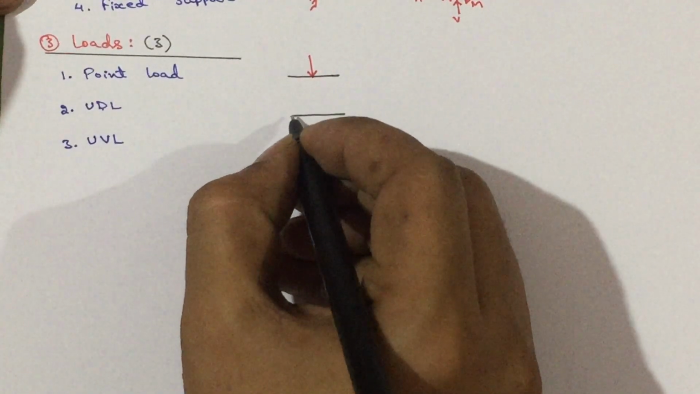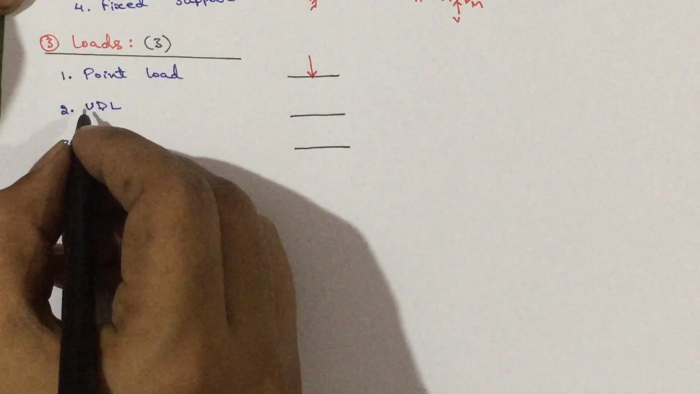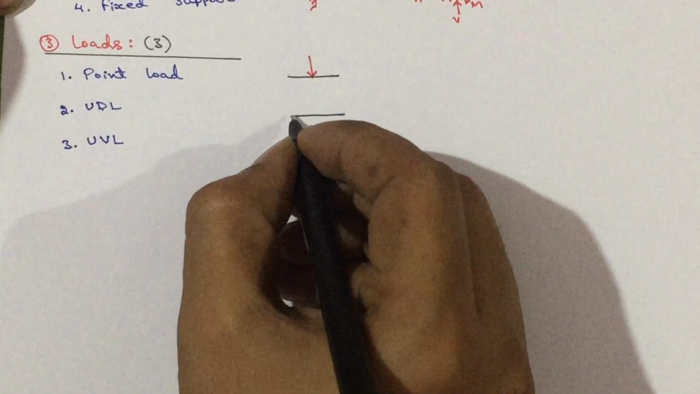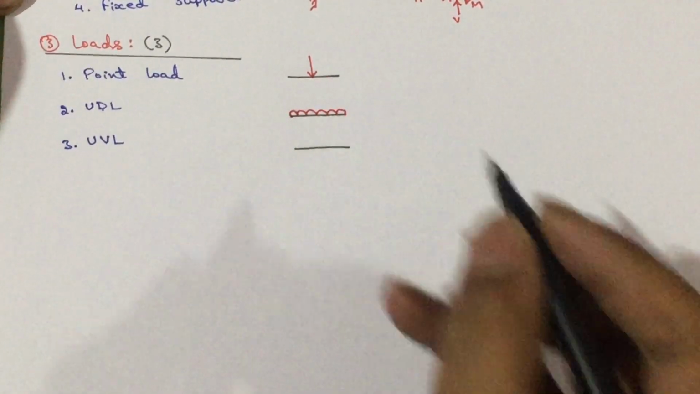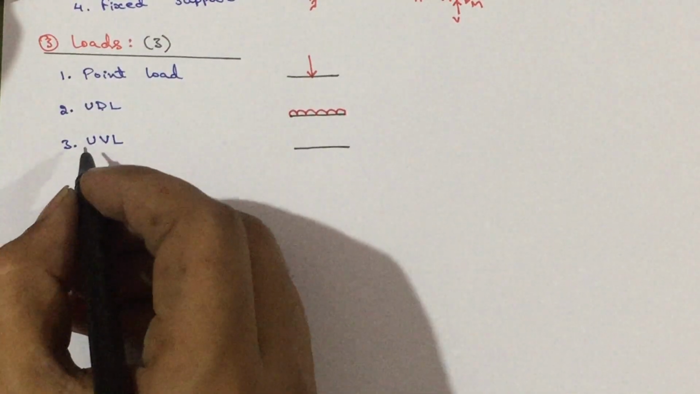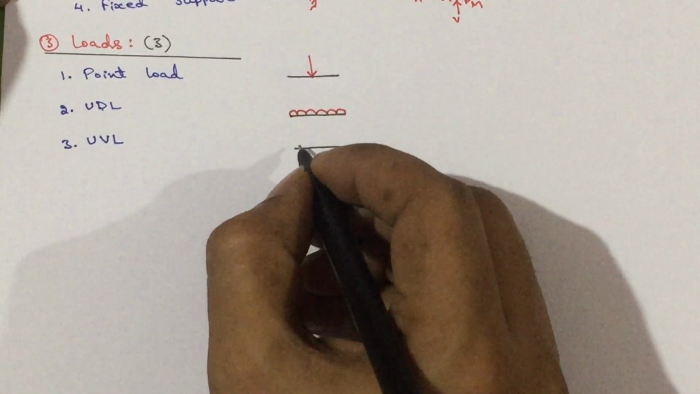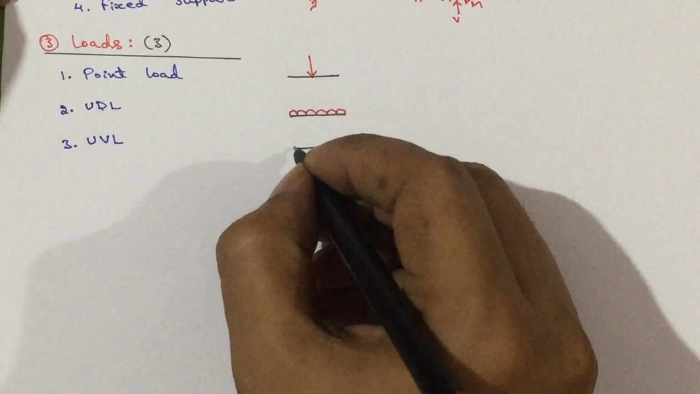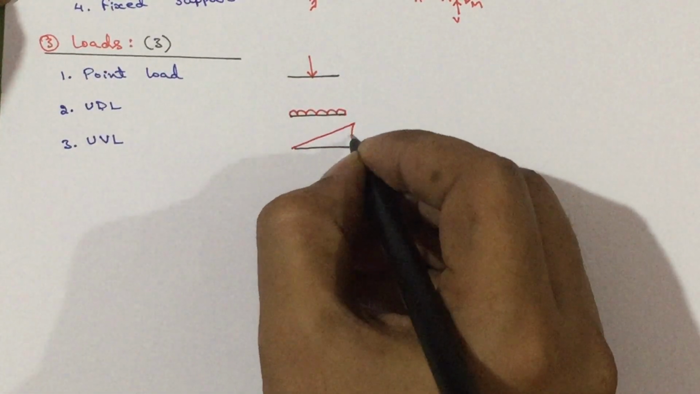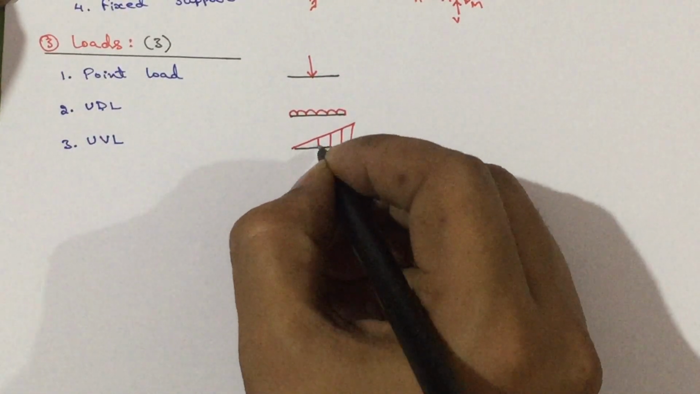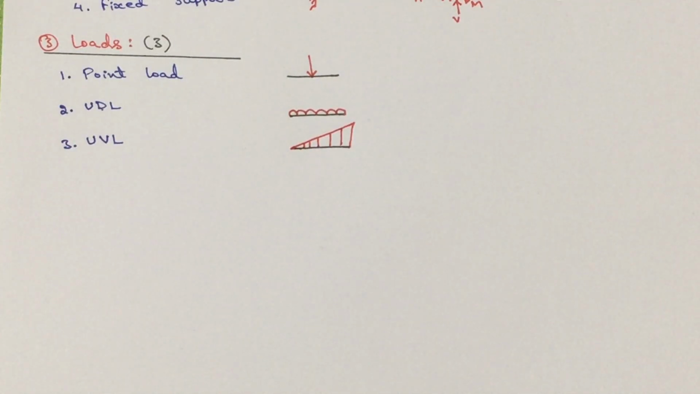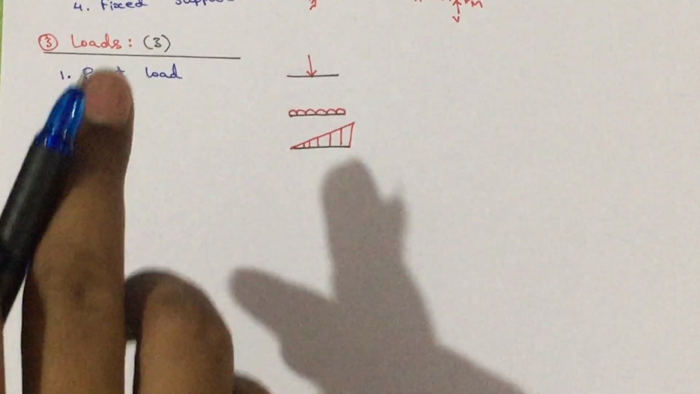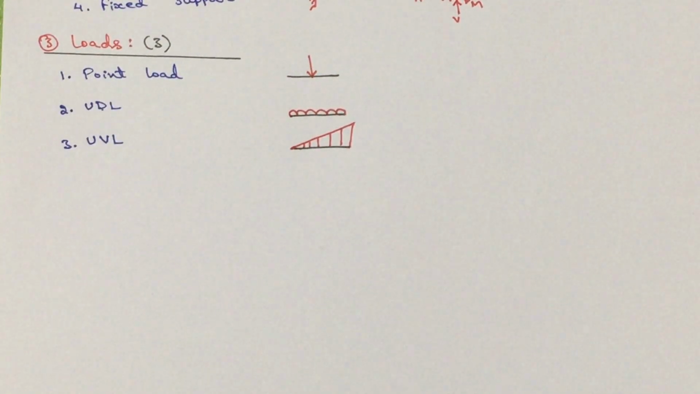Then UDL. UDL is nothing but the load will be distributed uniformly over the given length of the beam, we call that one as UDL. Then next one is UVL, nothing but the load is varying uniformly. The load is varying, but it is varying uniformly. We call this one as UVL. These are the indications of point load, UDL and UVL. So, this is regarding the beam, supports and the loads.